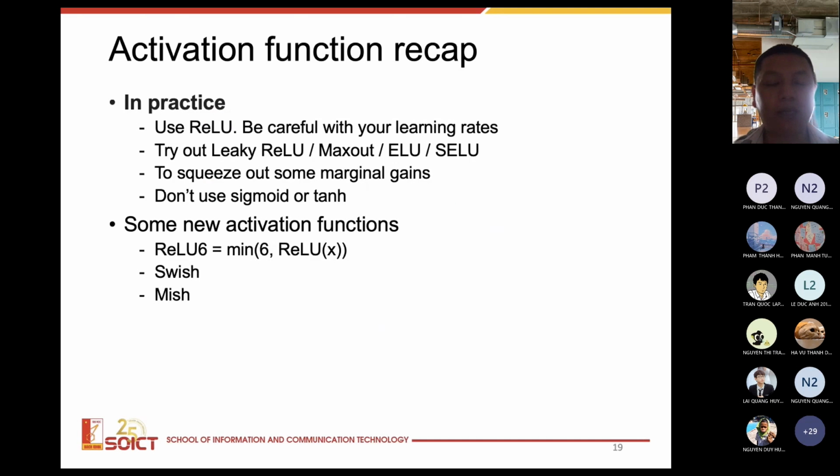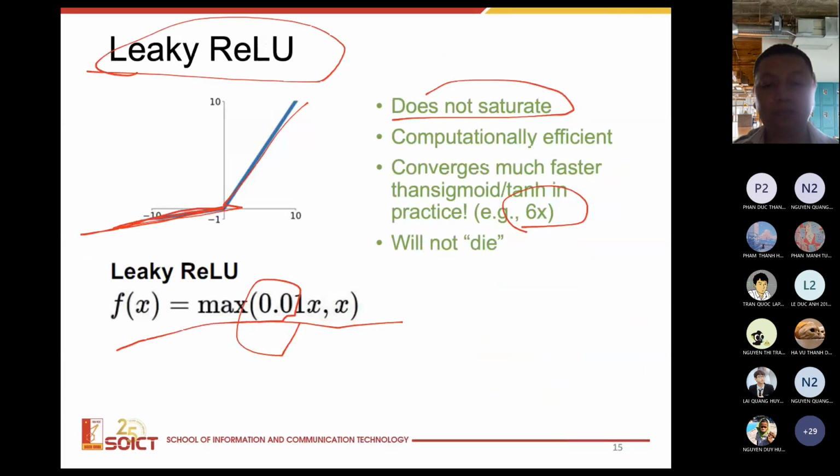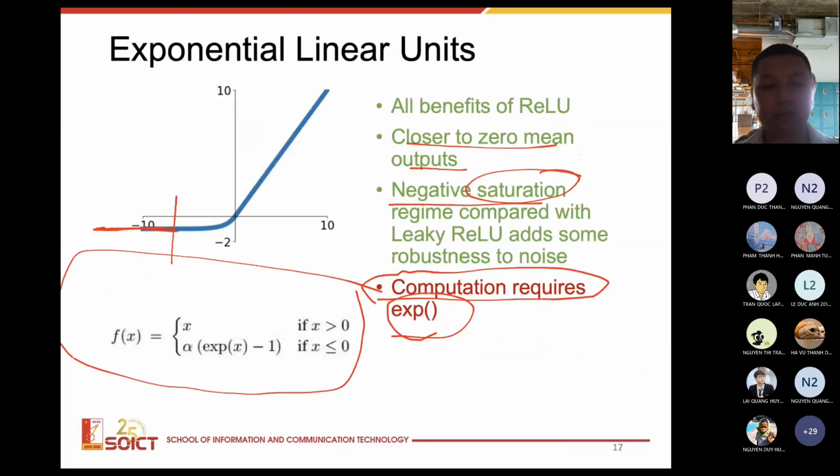Okay, so do I have any question regarding the part about the use of activation functions? Any questions so far?